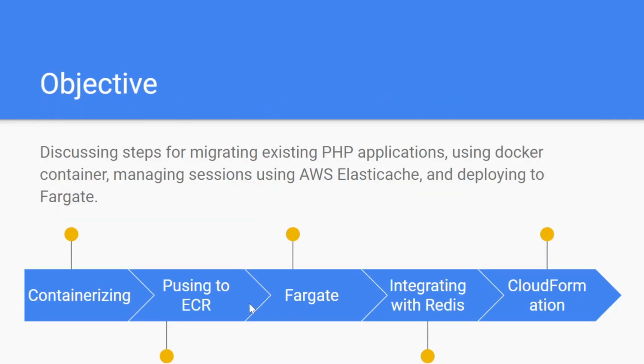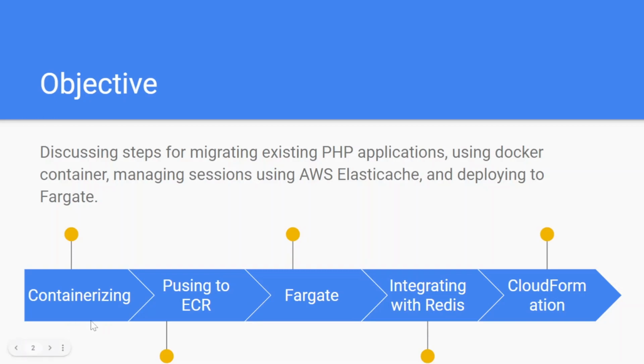The objective of this video is to discuss the steps for migrating existing PHP applications using Docker containers and replacing their sticky sessions using AWS ElastiCache, probably with Redis, and deploying the changes to Fargate.